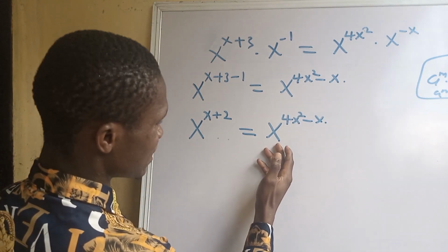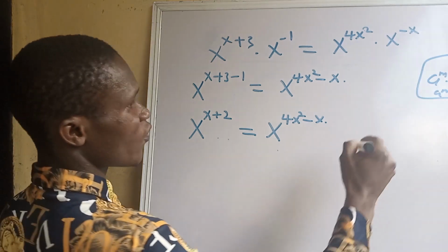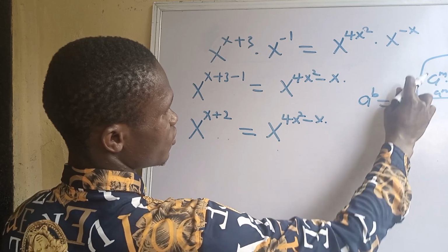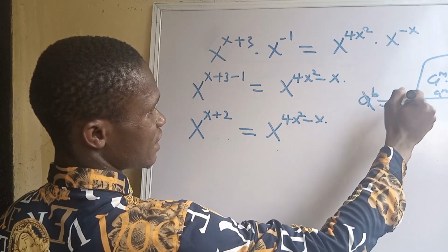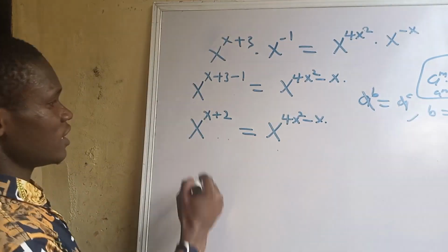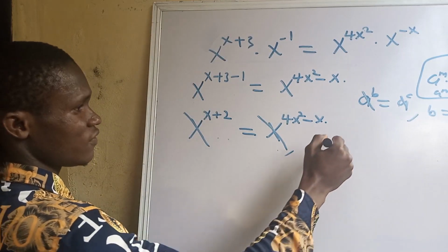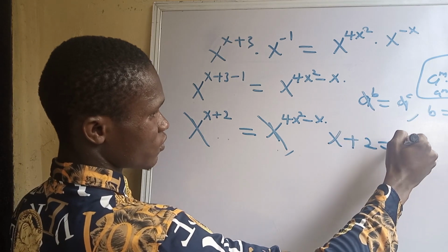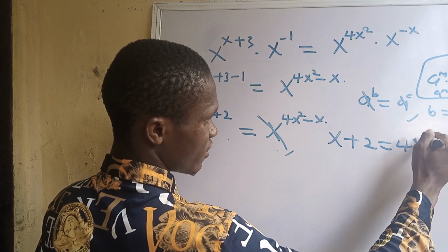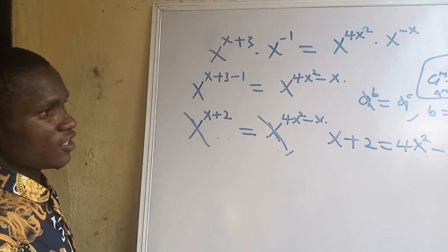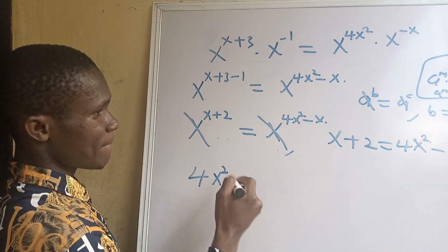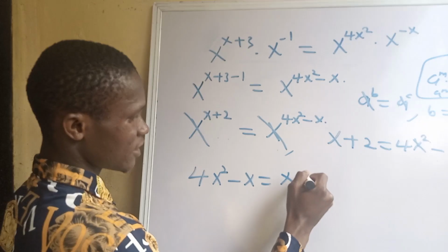Okay, now we can see that these bases are the same. And since the bases are the same, if we have a to the power of b equals a to the power of c, this and this can cancel, so your b is equal to your c. If we obey this principle here, this and this can strike out, so we are left with x plus 2 is equal to 4x squared minus x. Okay, we can write this as 4x squared minus x is equal to x plus 2.